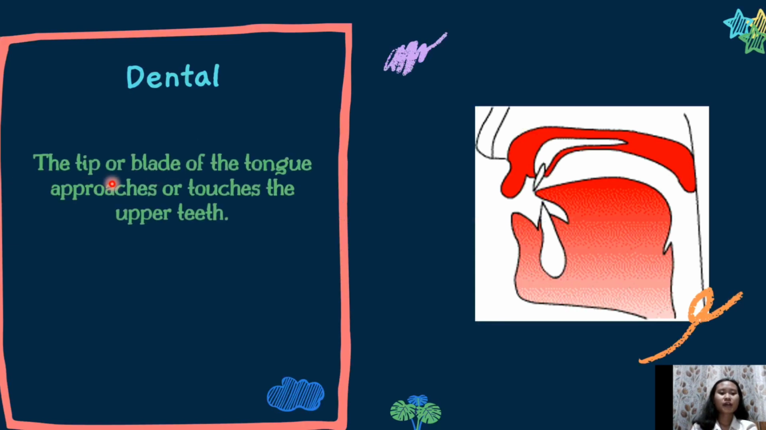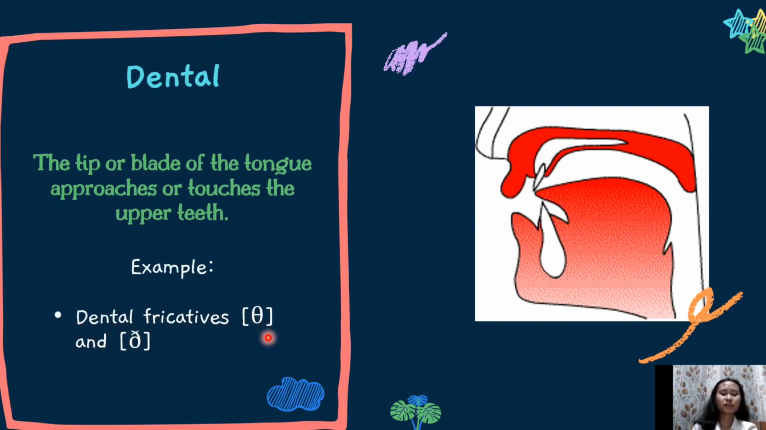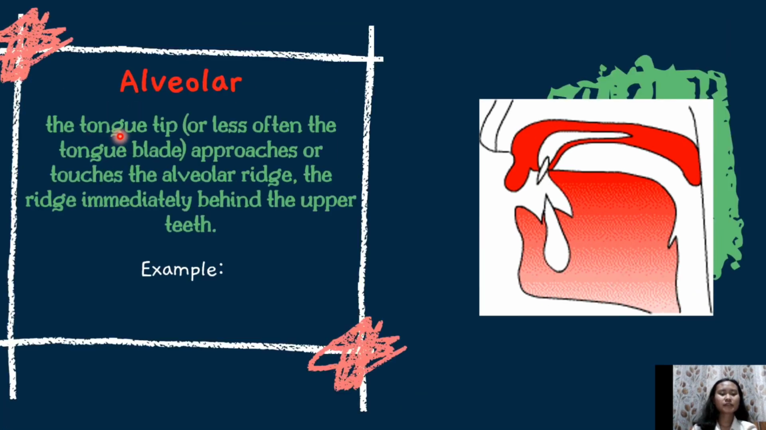Dental. The tip or blade of the tongue approaches or touches the upper teeth. For example, in dental fricatives, th. In alveolar, the tongue tip approaches or touches the alveolar ridge, the ridge immediately behind the upper teeth. Let's see the picture. So this is the ridge, this is the teeth, and this is the tongue tip. So the tongue tip is placed behind the teeth and touches the alveolar ridge.